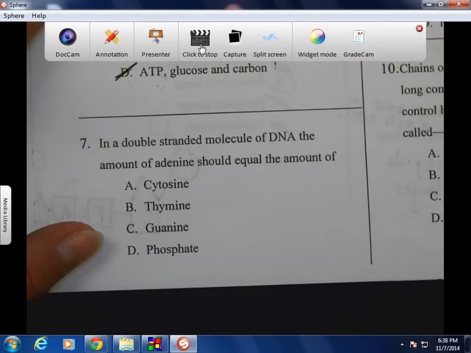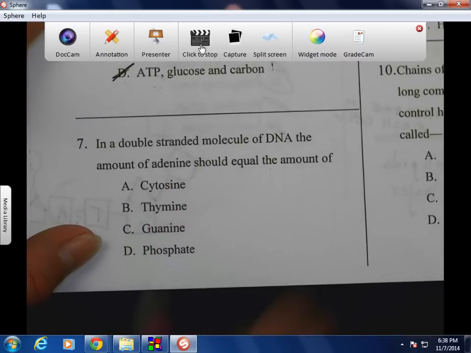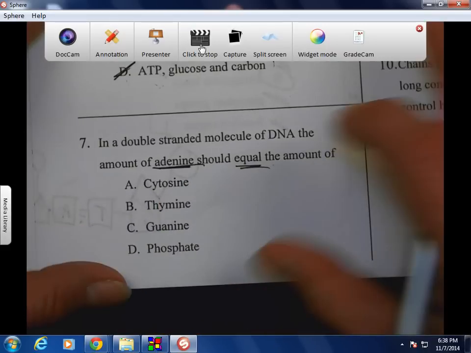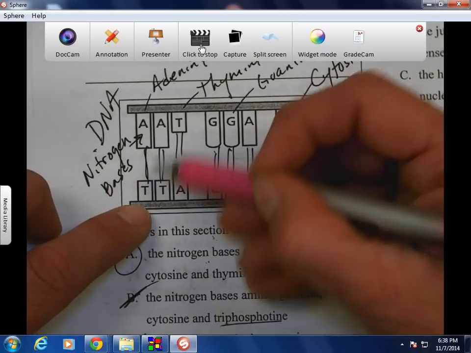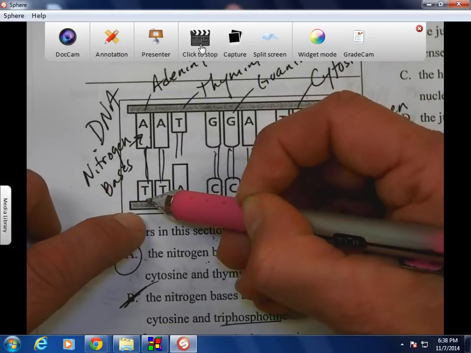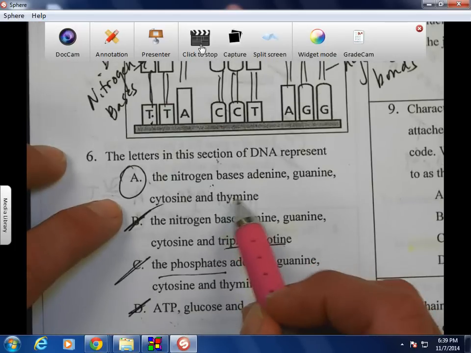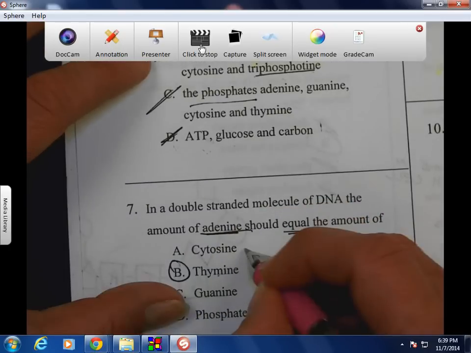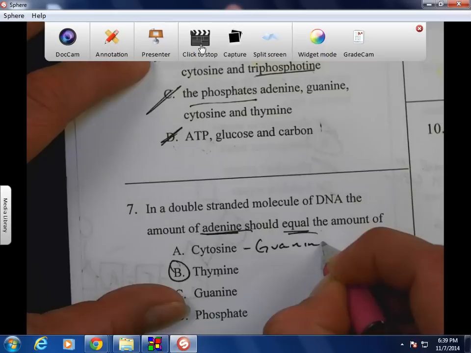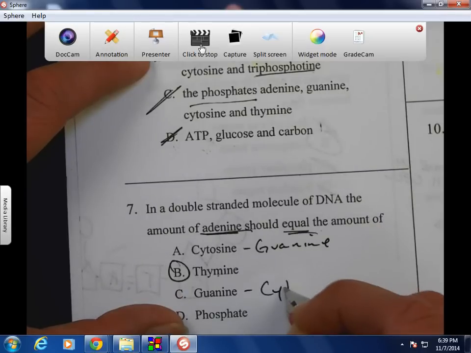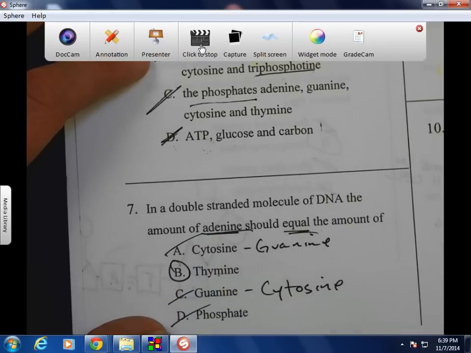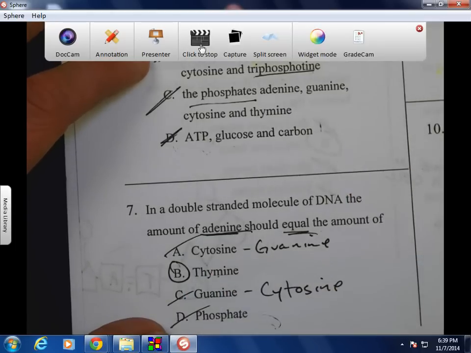Number 7 says in a double-stranded molecule of DNA, the amount of adenine should equal, well, if we come back up here, A goes with T. So A should equal T, and T stands for thymine. So B is the correct answer. Cytosine goes with guanine. Guanine goes with cytosine. So those aren't correct. And the phosphate, again, is a phosphate group attached to the sugar.